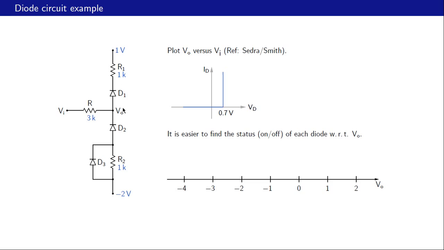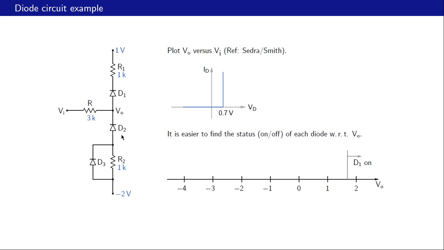In that case, between this node and that node, we have only 0.7 volts, and if this is 1 volt, VO must be 1.7 volts. In other words, VO equal to 1.7 volts represents the boundary between D1 conducting and D1 not conducting. Any value of VO greater than 1.7 volts means that D1 would conduct. And this observation is marked in this figure like that. This is 1.7 volts. For VO greater than 1.7 volts, we can say that D1 is on.